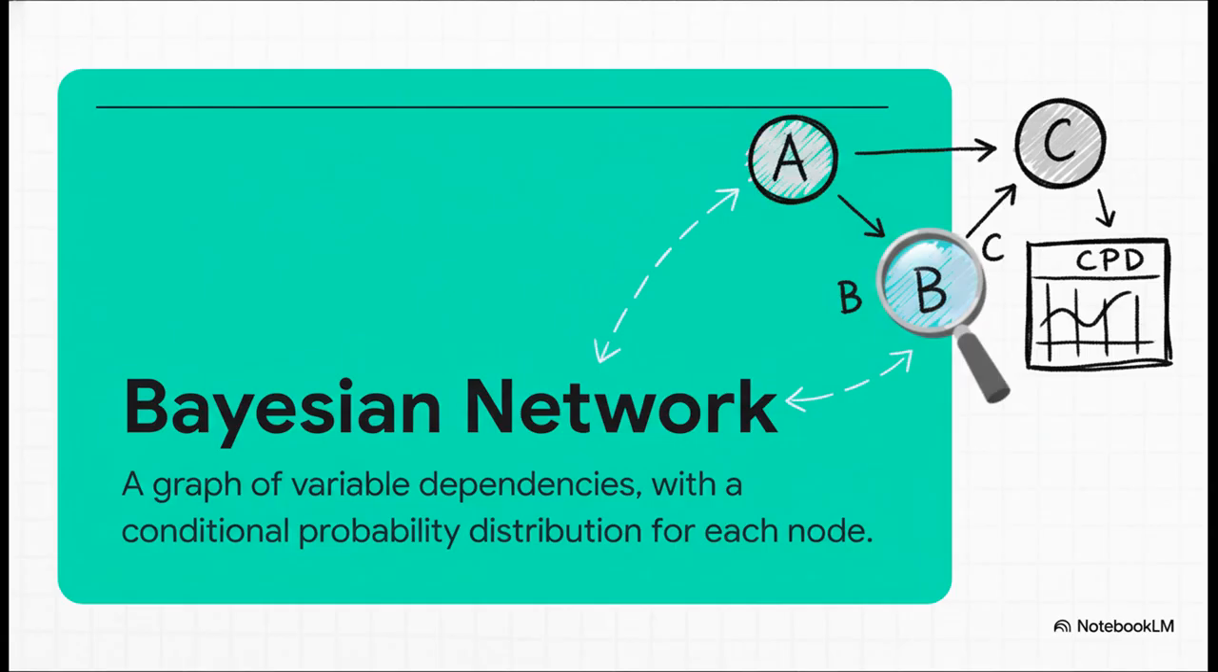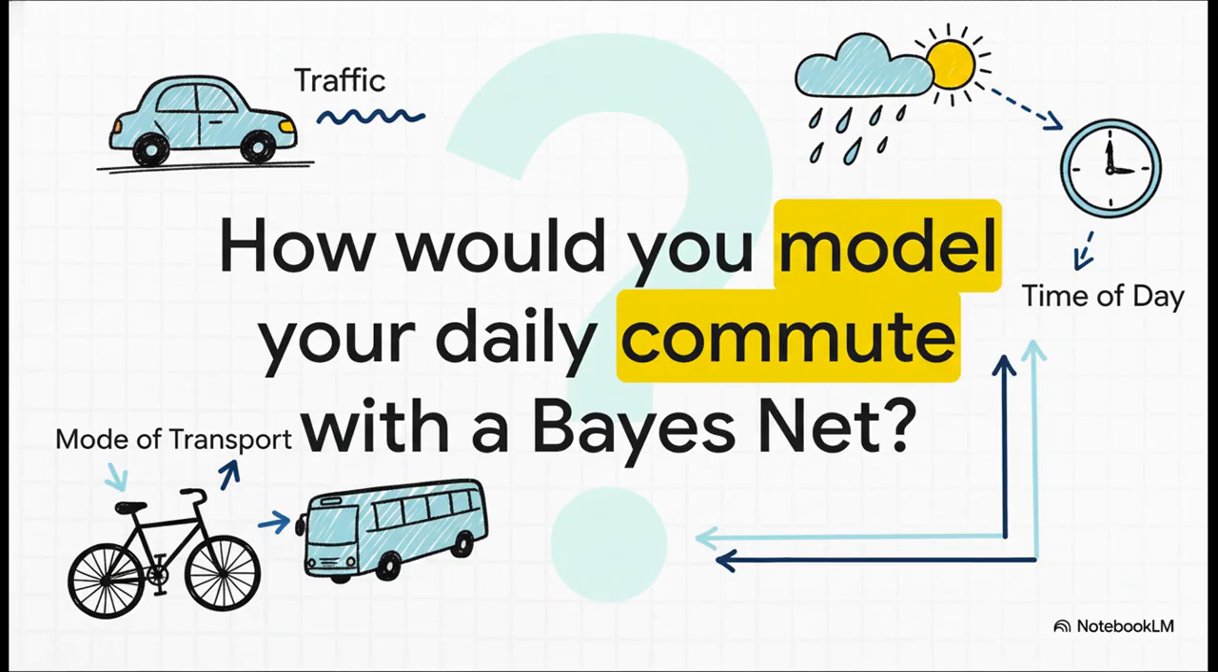So we've gone all the way from the 3 simple rules of probability to building a complete, powerful model. Now, to leave you with a final thought, how could you apply this? Think about your daily commute to work or to college. What are the variables? You have weather, traffic, the time of day, maybe whether your alarm went off on time. What causes what? Does the weather directly affect the traffic? Does the time of day affect which bus you take? Try to just sketch out the graph. It's really the best way to understand the power of thinking in networks.